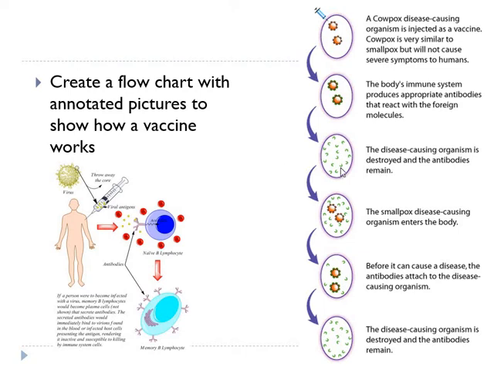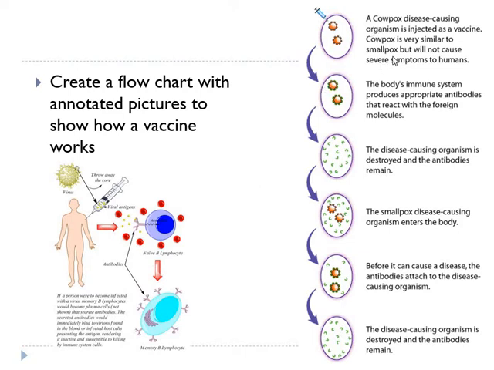Okay, so I've got an example here of this really basic process of how a vaccine works. A task you could do now is pause the video, maybe minimise it so you can't see, and have a go at creating a flow chart of how a vaccine works. I've got a couple of examples here you could use, so have a go at that. Okay, you can check how you got on.